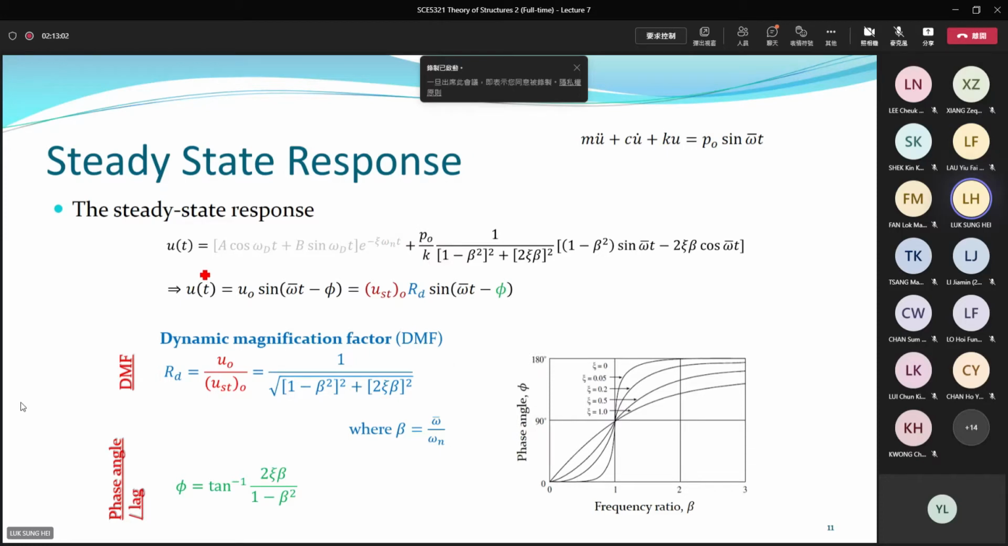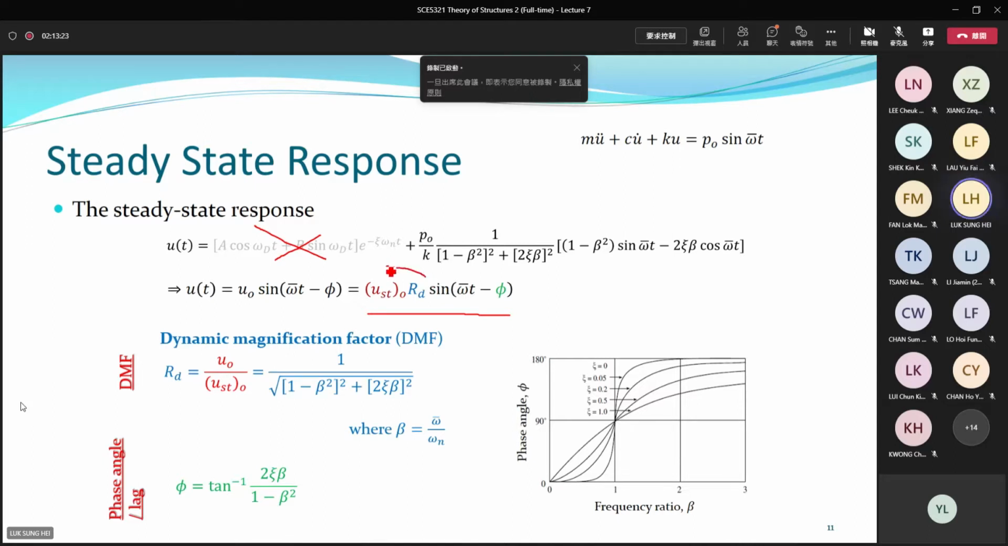But you can take a look at the equations. We ignore the homogeneous solution, just consider the steady state response. And then by doing some grouping, we can simplify our problems into this form. Displacement will follow this pattern to oscillate.